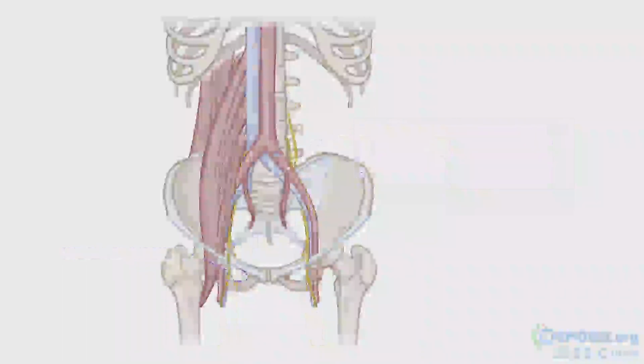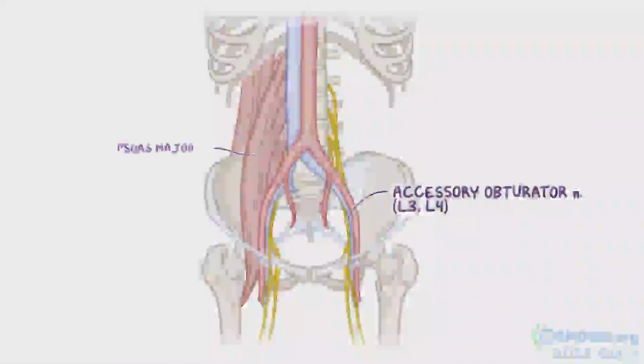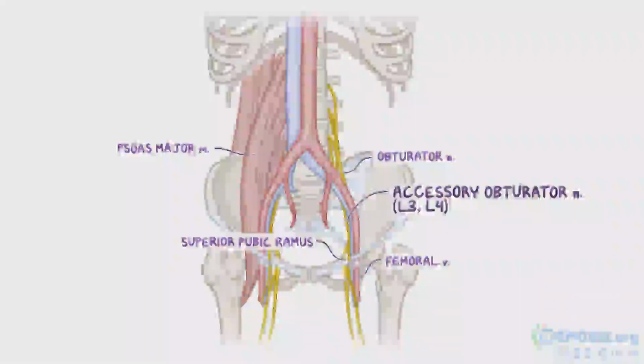Now, in about 10% of people, there's an accessory obturator nerve, which arises from the anterior rami of L3 and L4. It parallels the medial border of the psoas major muscle, anterior to the obturator nerve, and crosses superior to the superior pubic ramus in close proximity with the femoral vein.